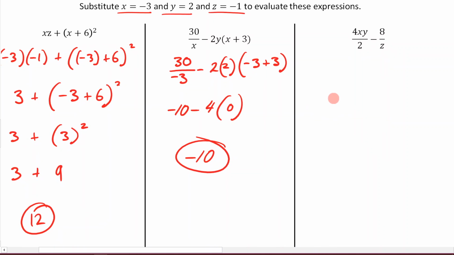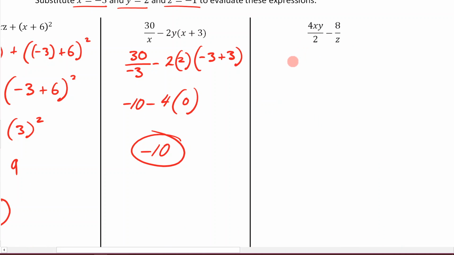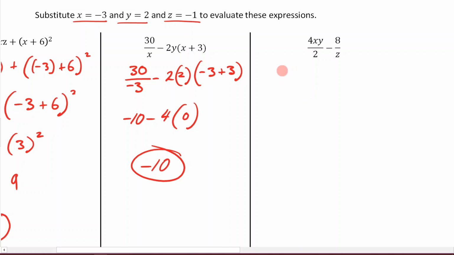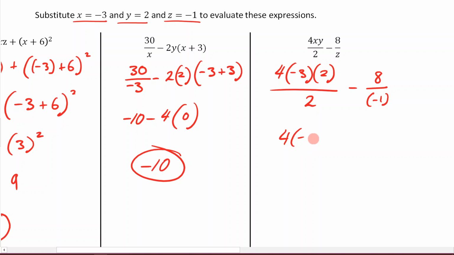Because negative 4 times 0, the whole thing goes away. Okay, let's keep on going. So now we have our last one here. So let's just make sure we've got that. So this is going to be 4. This is going to be negative 3. Y is going to be 2 over 2 minus 8 over Z is going to be negative 1. Now, negative 3 times 2 is going to be negative 6. So this is going to be 4 times negative 6, over 2. Now this right here, this is 8 divided by negative 1. So my answer is going to be negative 8.